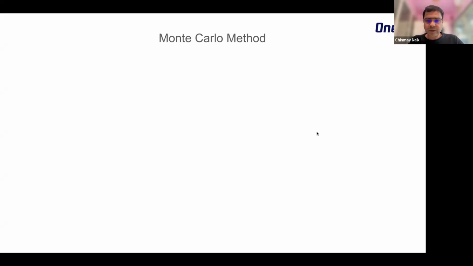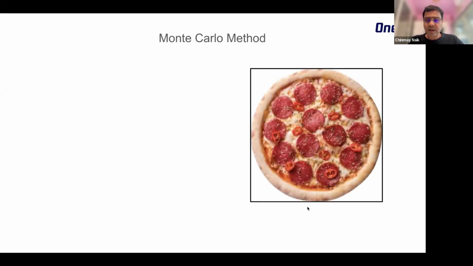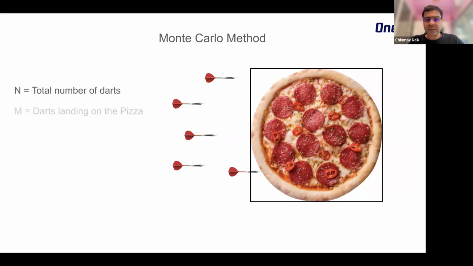What does that mean? The way it works is, imagine a 1 by 1 square, and then you have a circular, pizza-type shape. Imagine you're throwing darts randomly at this, right? Some darts will land on the pizza, some will land outside the pizza. If you run these iterations enough times, millions or trillions of times, then the ratio of darts landing on the pizza to the total darts you throw is going to be pi by 4. So with that, you can calculate pi.